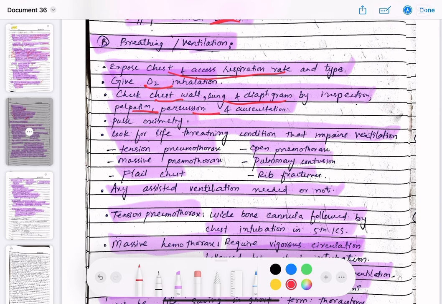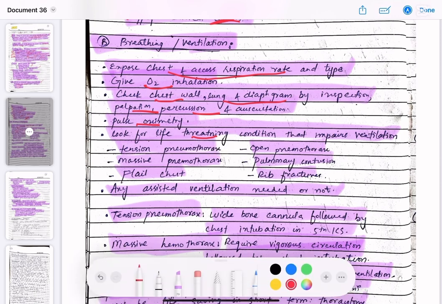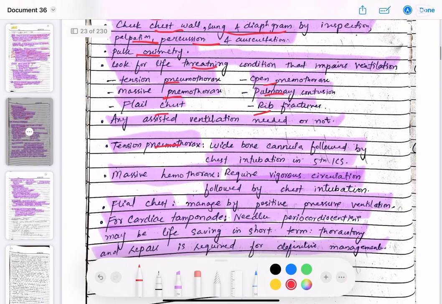Look for life-threatening conditions that impair ventilation: tension pneumothorax, massive hemothorax, flail chest, open pneumothorax, pulmonary contusion, and rib fracture. Assess whether any assisted ventilation is needed or not. For tension pneumothorax, use a wide bore cannula followed by chest intubation in the 5th intercostal space.